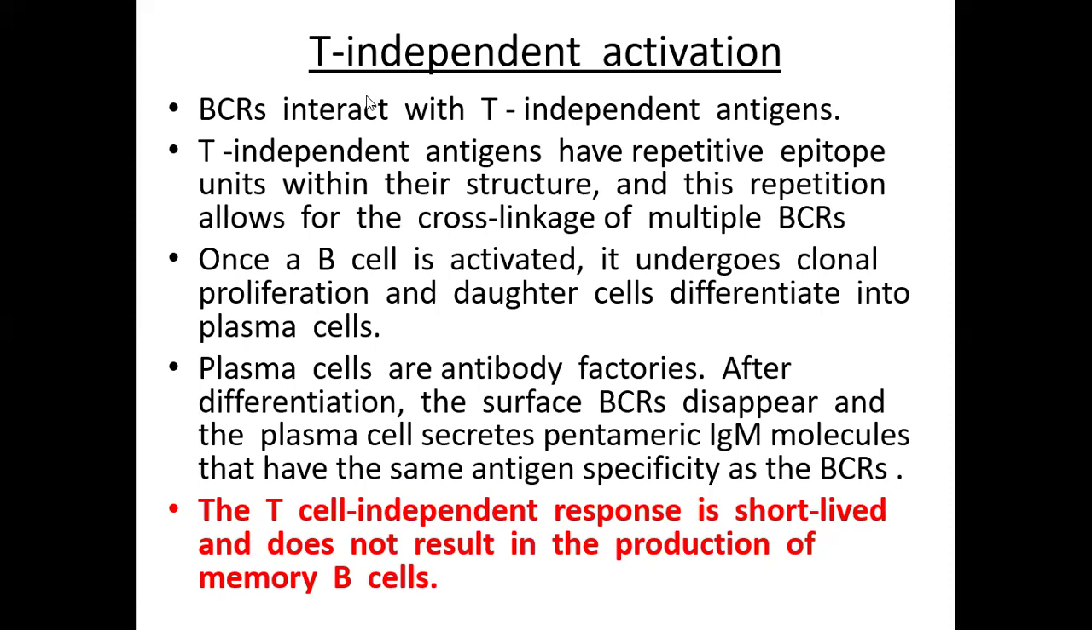In T-independent activation, BCR interacts with the T-independent antigen. T-independent antigens have repetitive epitope units in their structure, and this repetition allows for the cross-linkage of multiple BCRs. Once the BCR is activated, it undergoes clonal proliferation and daughter cells differentiate into plasma cells. Plasma cells are antibody factories. After differentiation, the surface BCR disappears and the plasma cells secrete pentameric immunoglobulin M molecules that have the same antigen specificity as the BCR. The T cell independent response is short-lived and does not result in production of memory B cells. This is very important.